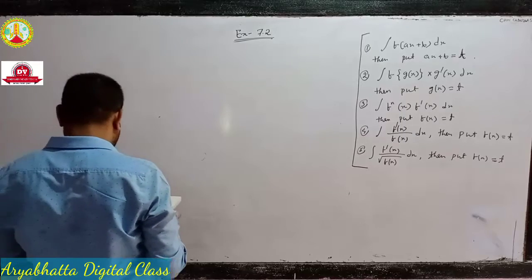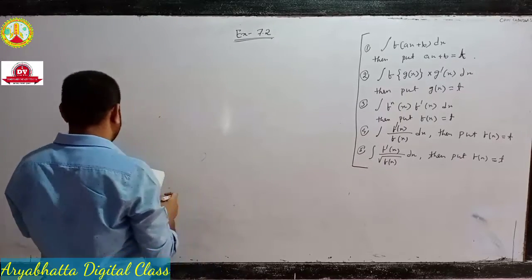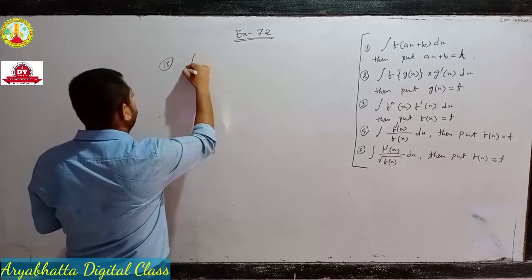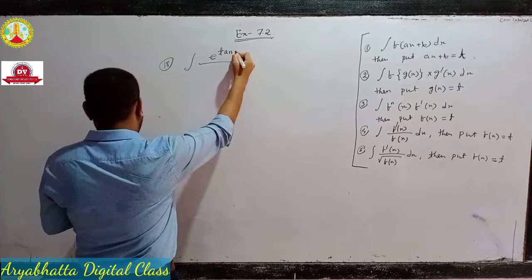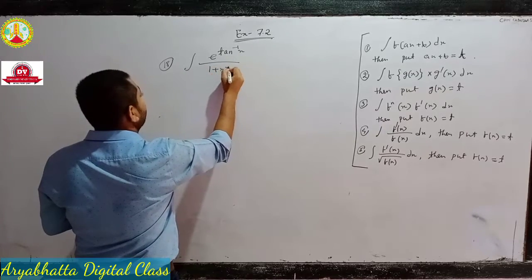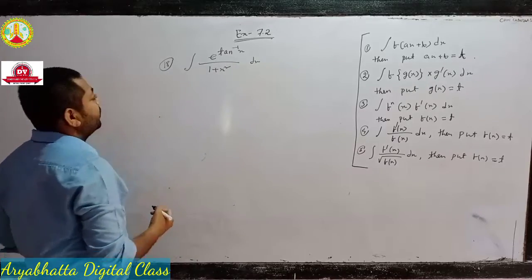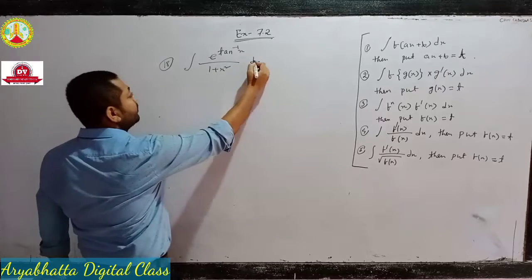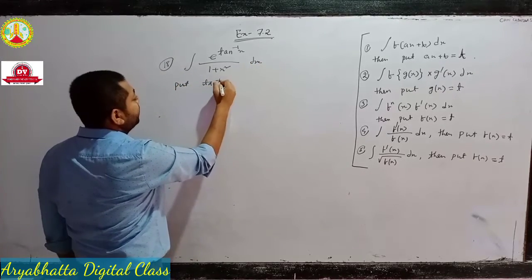Next, question number 18. Integration of e to the power tan inverse x divided by 1 plus x square dx. Put tan inverse x equal to t.